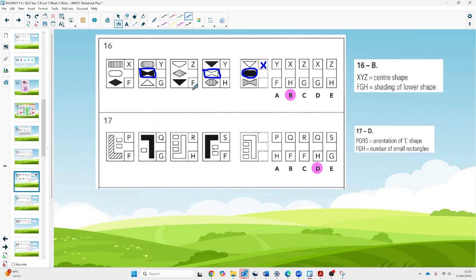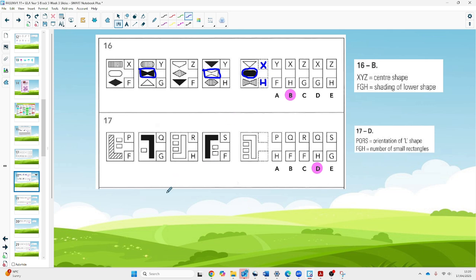We've got two F's, and this stands for the shading of the lower shape. So we've got two bold, we've got a plain for G, and then hatched is H. We actually need the H because our shape at the bottom, our bow tie shape, is hatched. So the answer is XH. Moving on then to question 17.